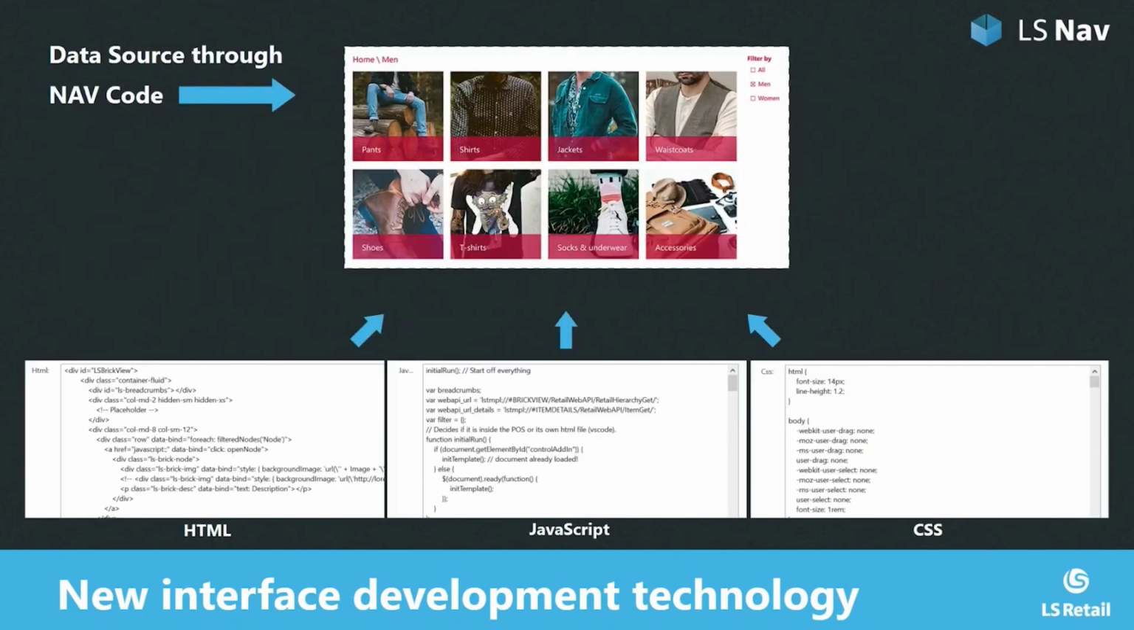Data source for the panel is NAV code. The panel contains three components: HTML code, JavaScript code, and CSS code. We designed this to work for 95% of our customers, but if needed, partners can use this code to change the look, feel, and behavior of the panels as needed.